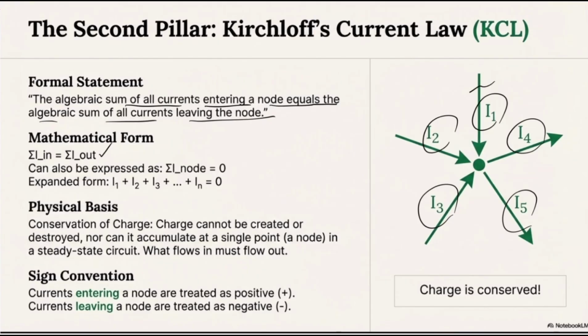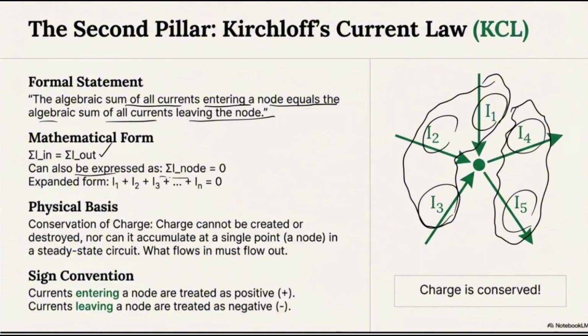The accumulation of all of these three, if I assume that the sign is going to be positive for all of them, is going to be the same as the accumulation of all of these, if I assume that the sign is still going to be positive for them. Or I do have sigma of I in is equal to sigma of I out. It can also be expressed as sigma I at a node. At this point, I have to consider a specific sign for each of them, as entering or moving out. The physical basis is related to conservation of charge. Charge cannot be created or destroyed, nor can it accumulate at a single point or node in a steady state circuit.